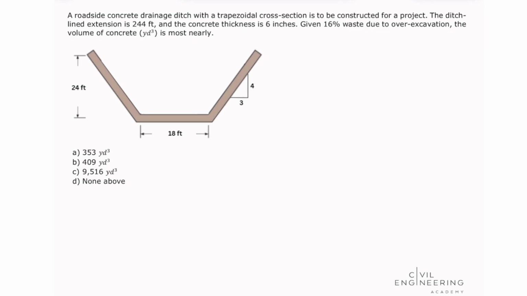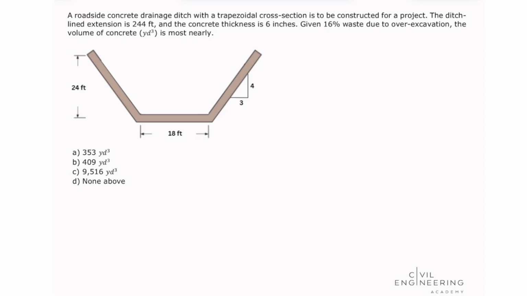A roadside concrete drainage ditch with a trapezoidal cross-section is to be constructed for a project. The ditch line extension is 244 feet and the concrete thickness is 6 inches. Given 16% waste due to over-excavation, the volume of concrete in cubic yard is most nearly.